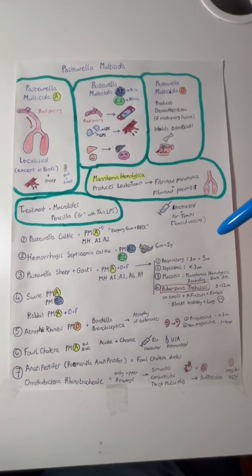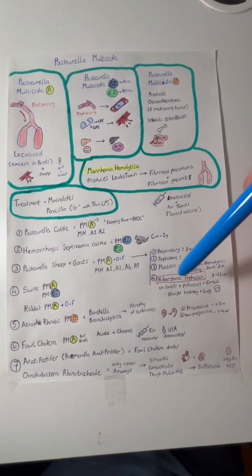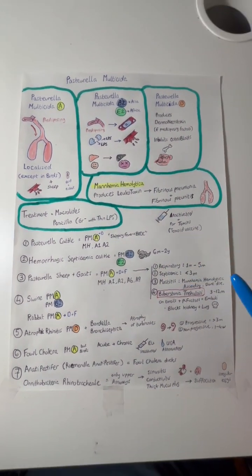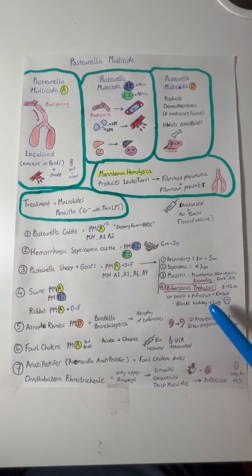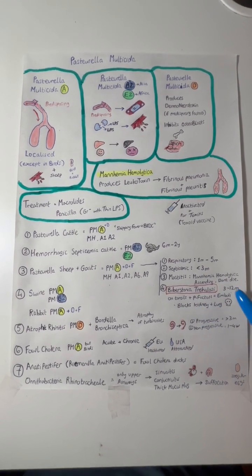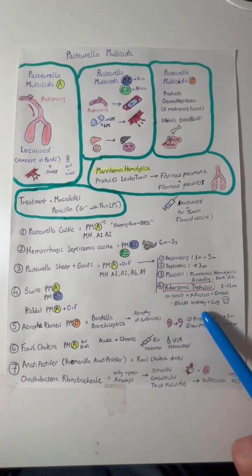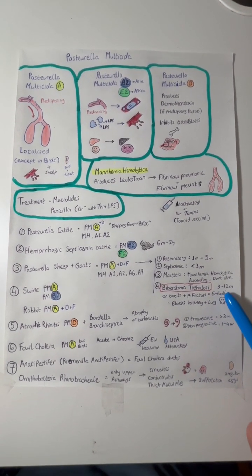And the fourth form is just acute systemic disease. It's caused by Bibersteinia trehalosi. This is just another type of bacteria that lives on the tonsils. If there's predisposing factors, an embolism will form, and this will block the kidneys and lungs, and the animal will die. It happens when they're 3 to 12 months old.